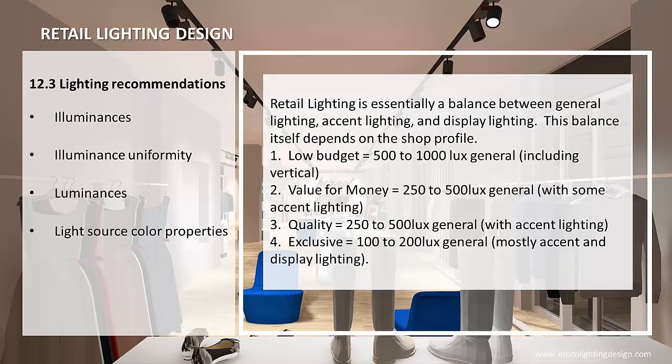This lower illuminance is necessary for the accent lighting to be effective and should be provided on a horizontal plane at counter level. For shops with value for money and quality profiles, where some accent lighting is used, the average general lighting illuminance should be in the range of 250 to 500 lux and should be provided on the merchandise.